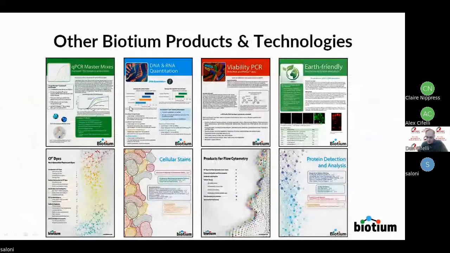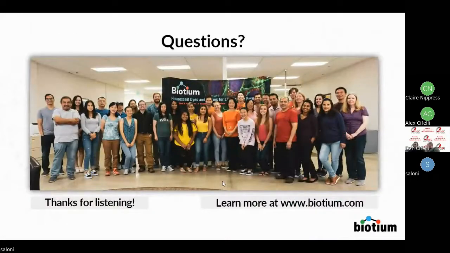Here I've just listed our other product lines. In addition to making safe DNA and RNA gel stains, we also offer a range of other products, ranging from qPCR master mixes to kits for DNA and RNA quantitation for NGS. We have reagents for viability PCR. This is a new novel technique to use PCR to look at viability in bacterial samples. We have several products that are environmentally friendly, non-toxic, and safe to use. In addition, we also have another whole range of products for cell staining, immunostaining, and flow cytometry. Thank you, and I'll take any questions you have.